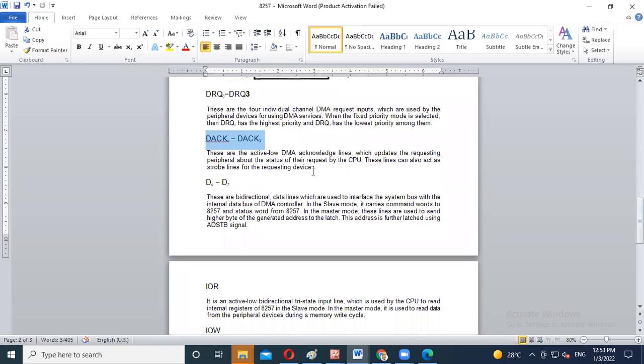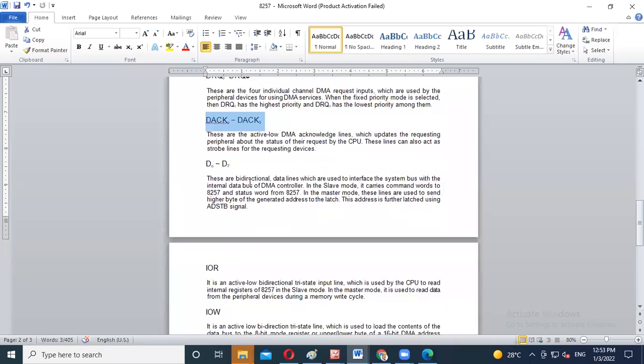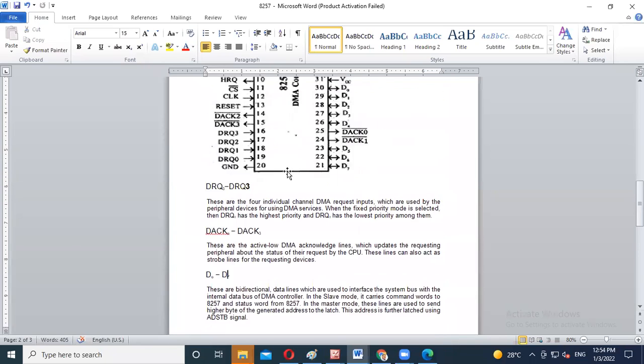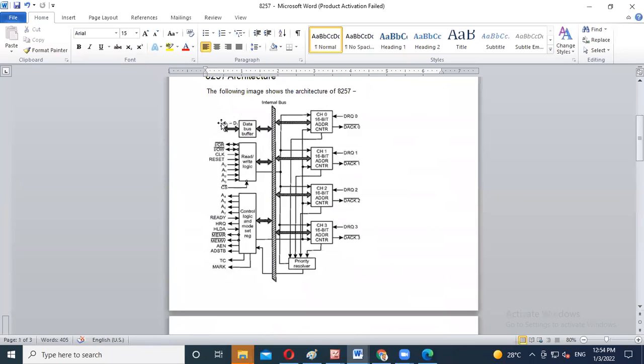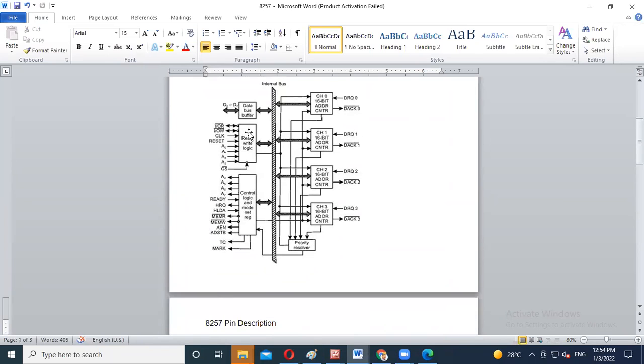High to low: the highest is first and the lowest is last, that is DAC0 to DAC3. DAC means data acknowledgement. Next, I'll move to D0 to D7. Here in the architecture, we have to use a data bus buffer in this block, totally 8 data buses: D0, D1, D2, up to D7.